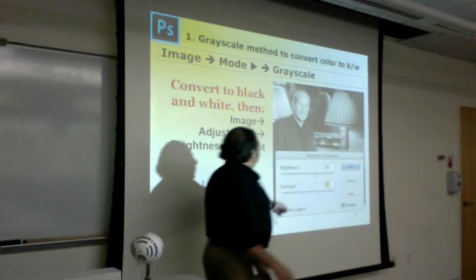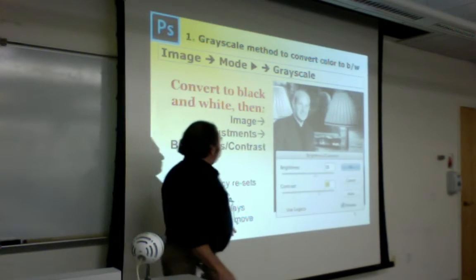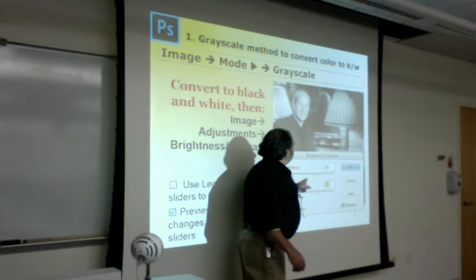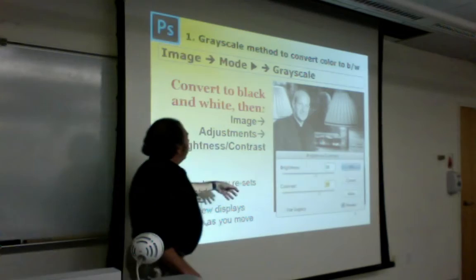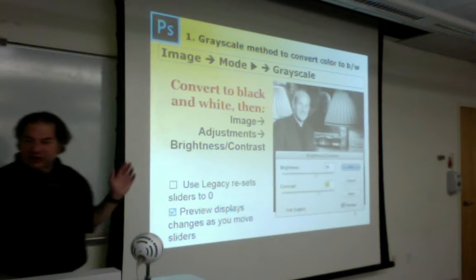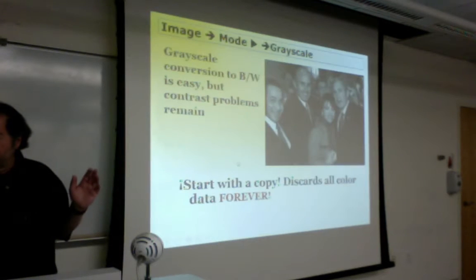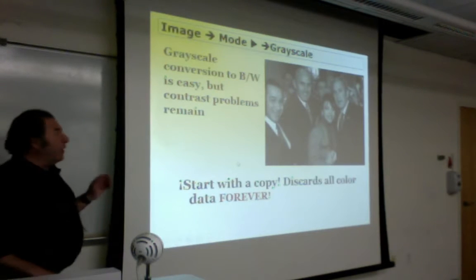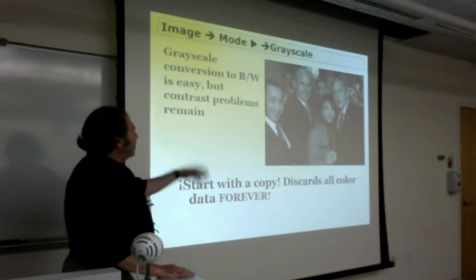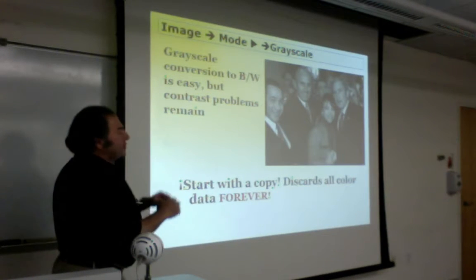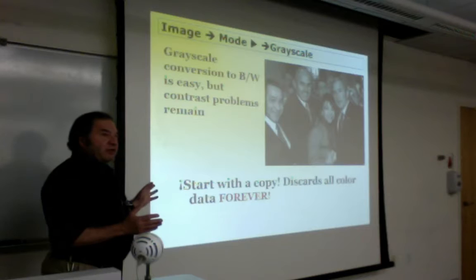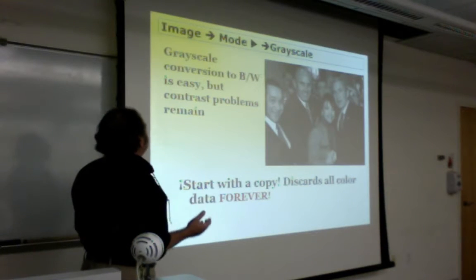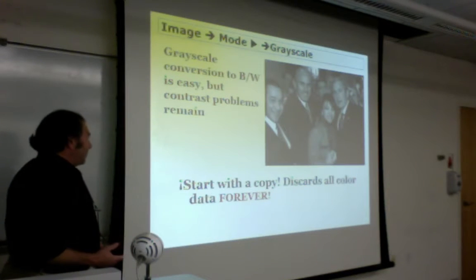You click Preview, and then you can see what's actually happening up there, and you can move the sliders back and forth. And this is one way of making the image look as contrasty as you can for printing in black and white. So here I took a color photo, just converted it to black and white, and you can see it's all muddy. It doesn't look very good at all. I'm going to have to work on these contrast problems.